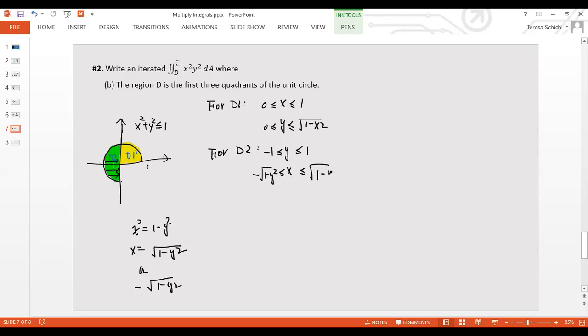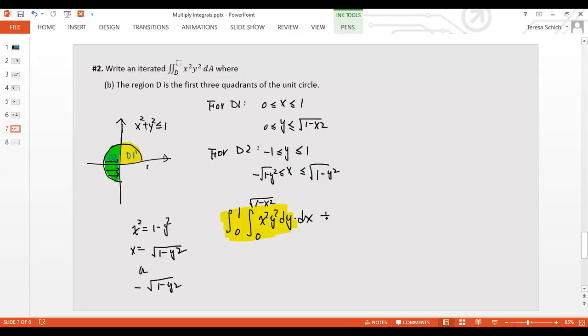Okay, so now let's try to put this integration together. The first integration, region 1, let me do y first. So it's x squared y squared dy, because y is from here. Now y is from 0 to 1 minus x squared. Then I do dx, where x is from 0 to 1. Let me color code in here. So this integration is my yellow region.